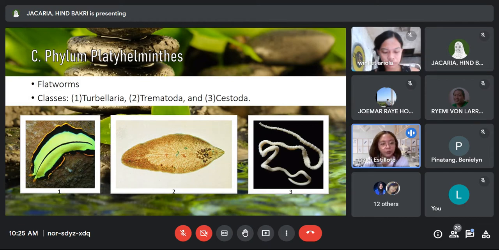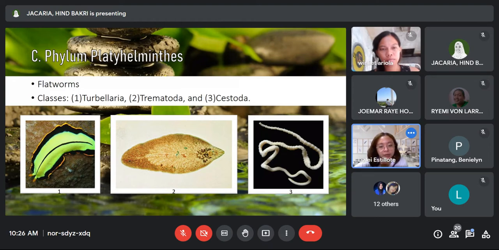The class Turbellaria is the first picture. These are free living flatworms that lack hooks and suckers. They are mostly aquatic and free living, but occasionally they live on land or as parasites. They have a cellular epidermis of which the cells contain rhabdites, which are rod-shaped bodies containing poisons. The common name for these flatworms is the planarians.